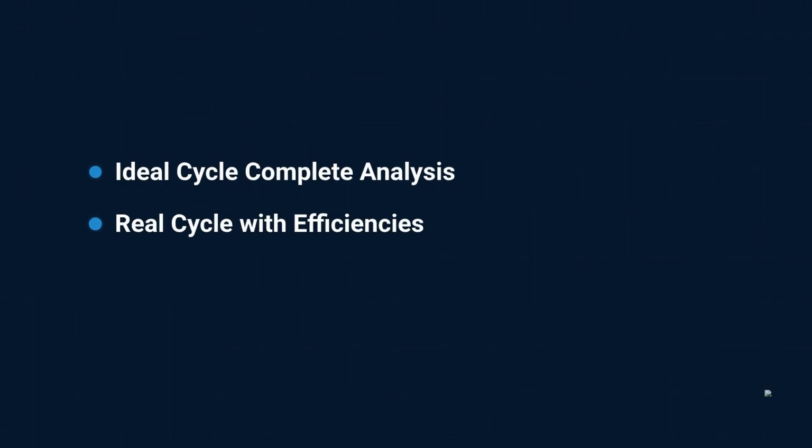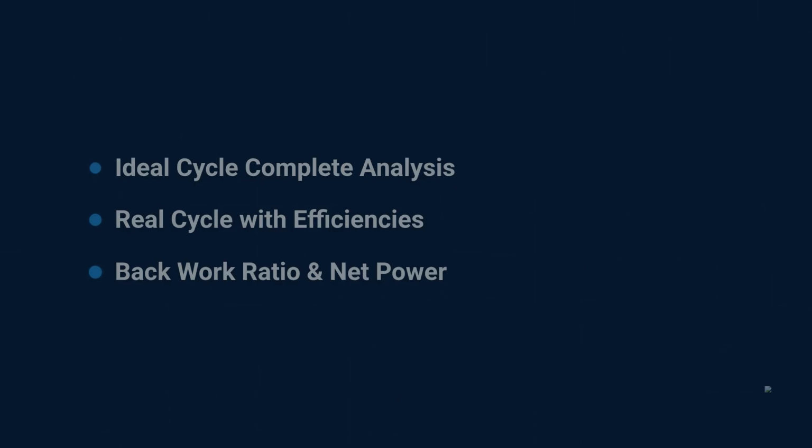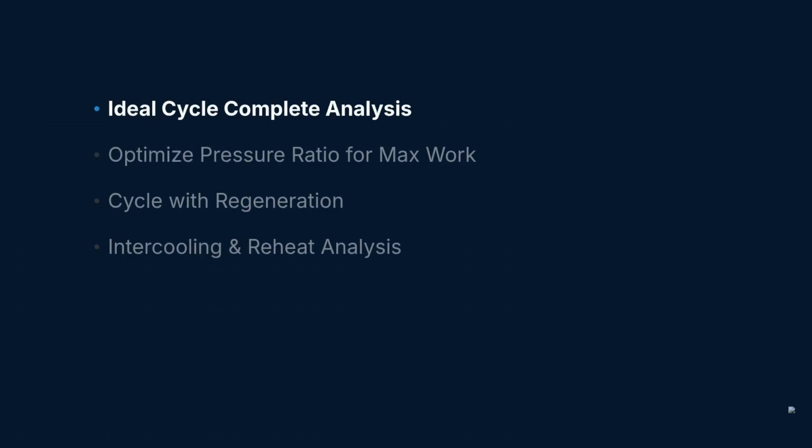This is the Brayton Cycle Interactive Calculator, which analyzes gas turbine thermodynamic cycles for power generation and propulsion systems. The calculator offers 6 calculation modes through a drop-down menu: ideal cycle complete analysis, real cycle with efficiencies, and backwork ratio and net power. It also includes optimized pressure ratio for max work, cycle with regeneration, and intercooling and reheat analysis. For this demonstration, I'm using the ideal cycle complete analysis mode.